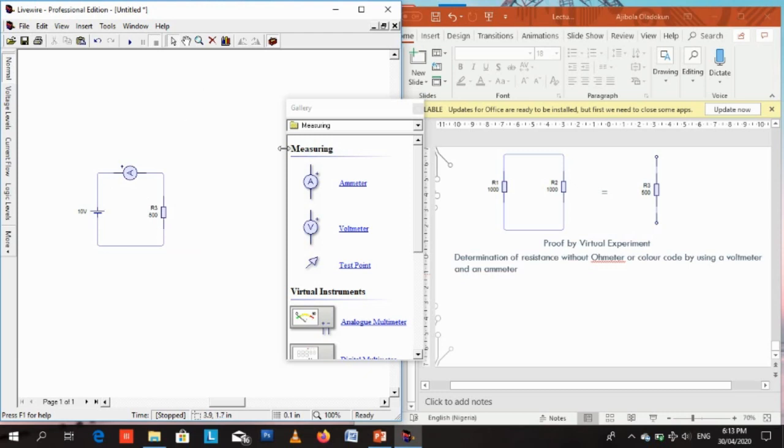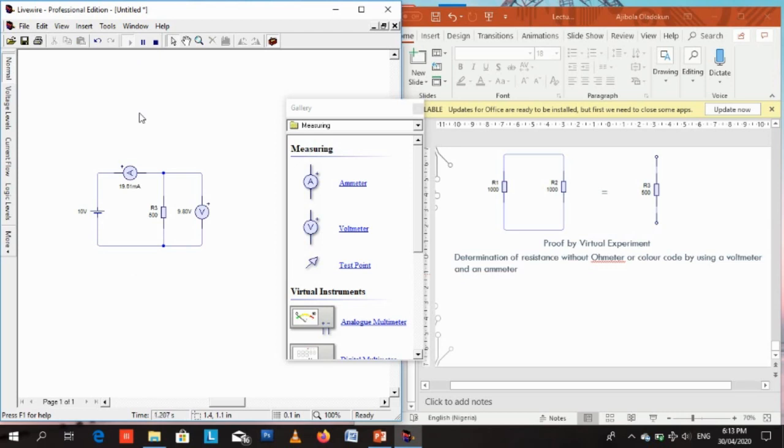and we also need a voltmeter. You place the voltmeter to measure voltage across it, so we connect the voltmeter across the 500 ohm resistor. So we want to determine that, of course, from Live Wire we've seen that the resistance of the resistor is 500 ohms, but we want to confirm it.